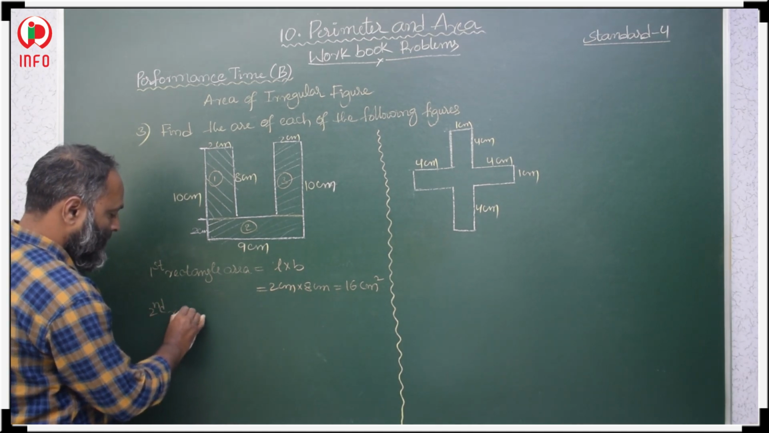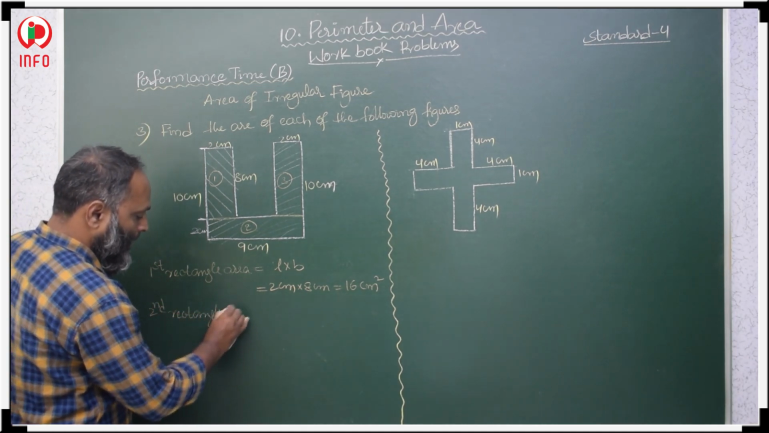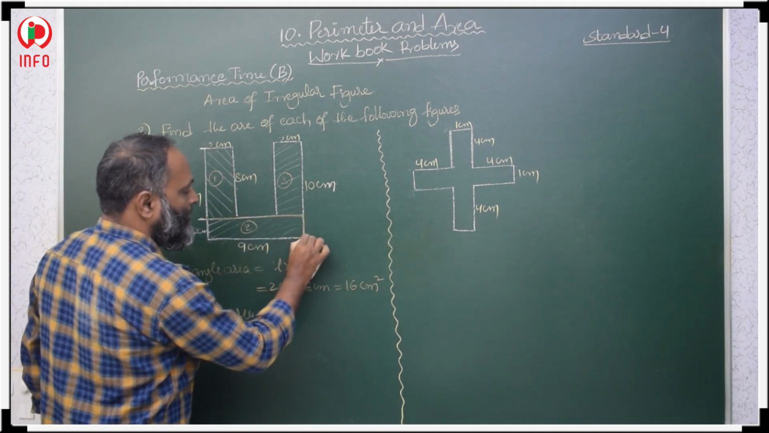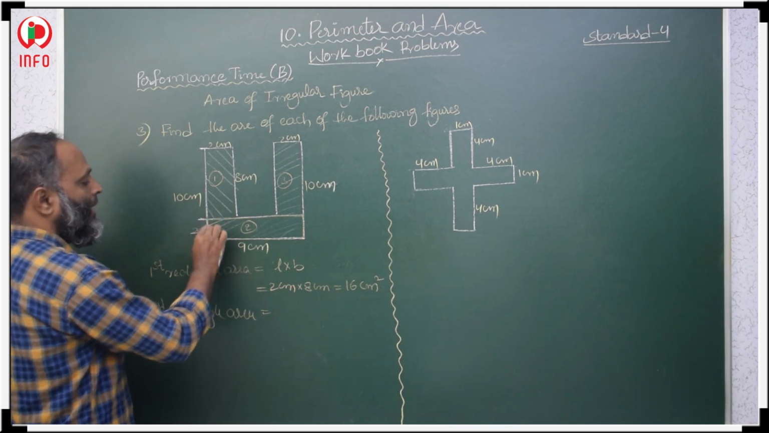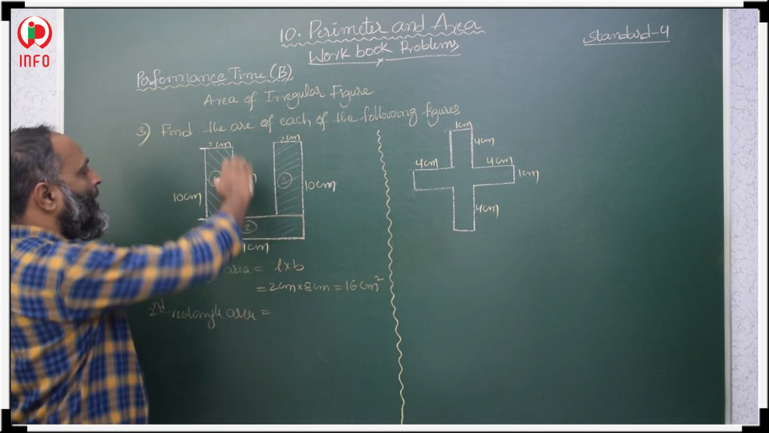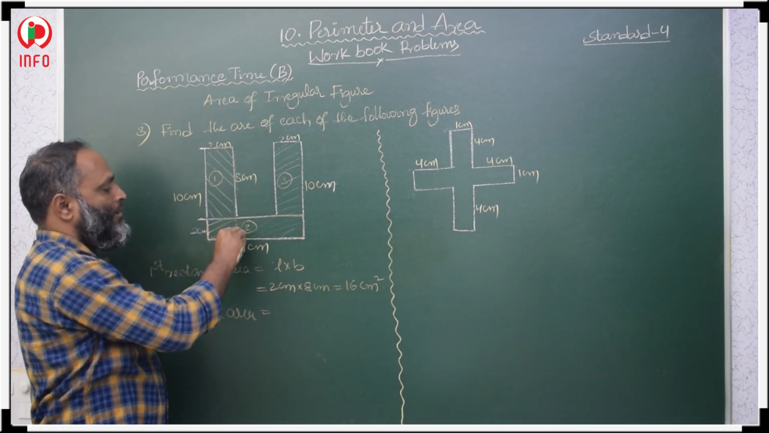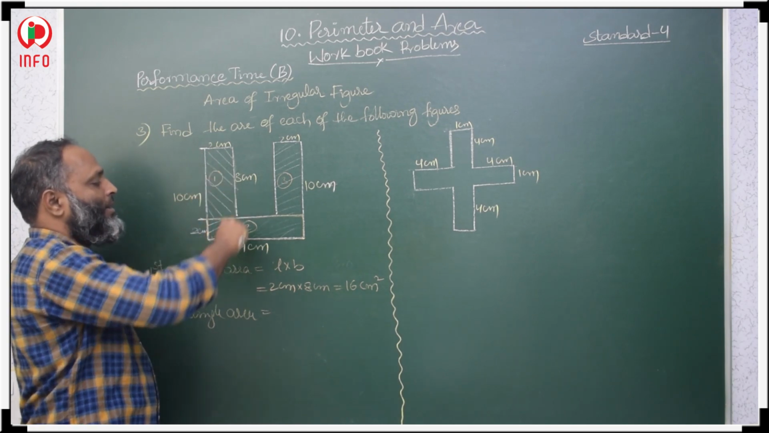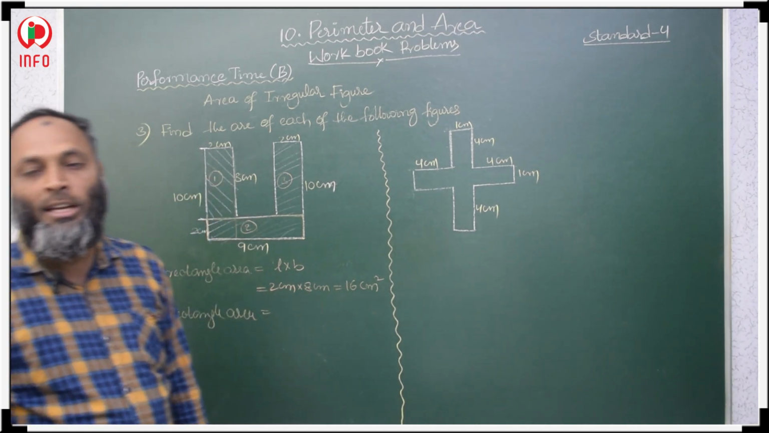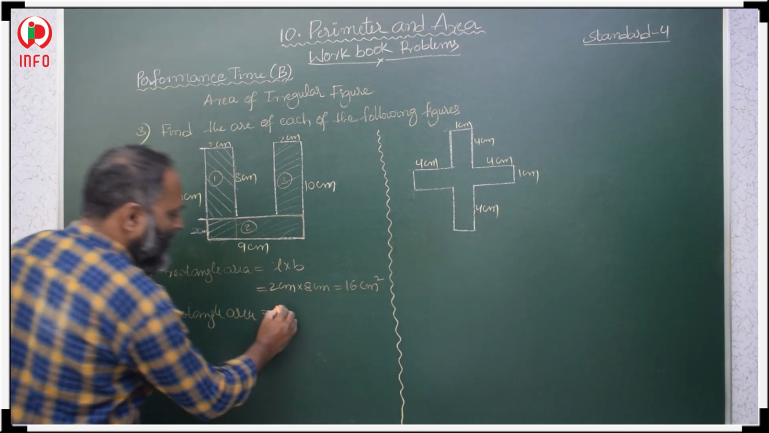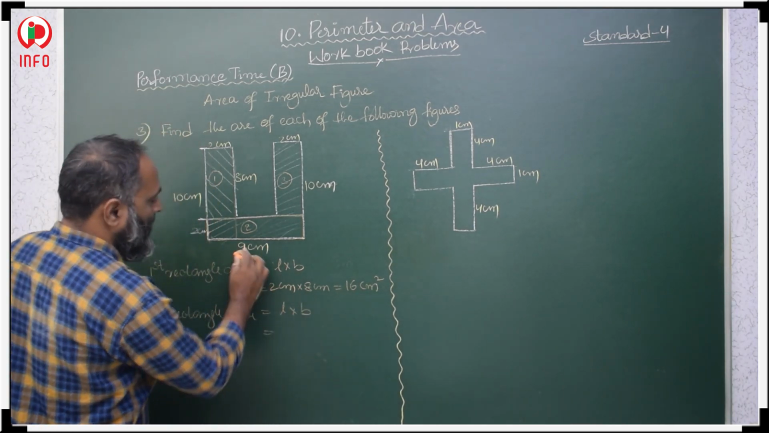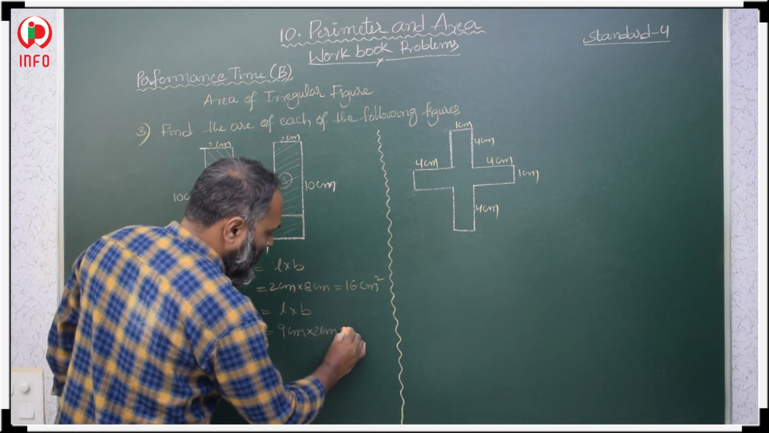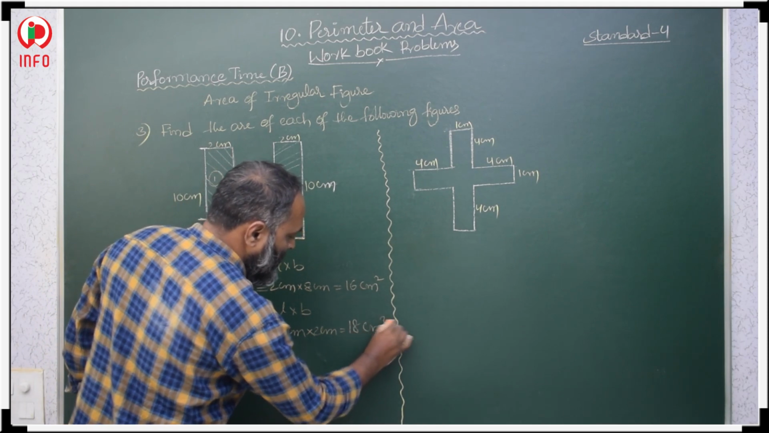Second rectangle area is equal to length into breadth. This is the second rectangle. Here the total length from here to here is 10. This part is 8, and this is 2, since 8 plus 2 is 10. So the breadth you will get is 2. What is the length here? 9 centimeters and breadth is 2 centimeters. 9 2s are 18 square centimeters.